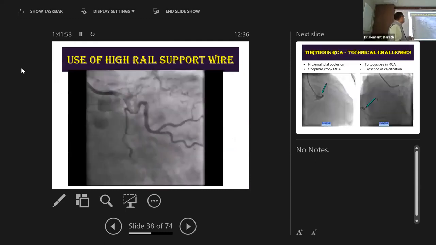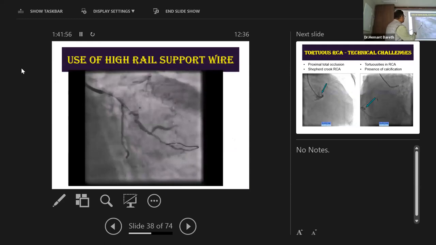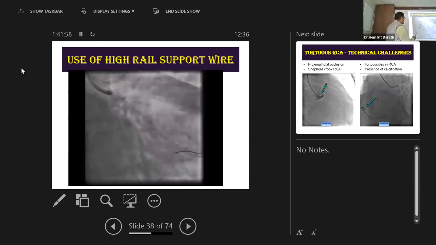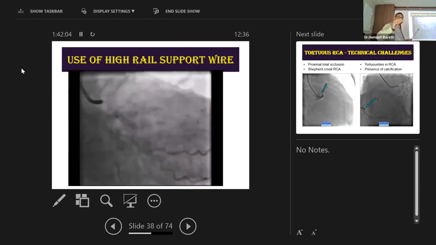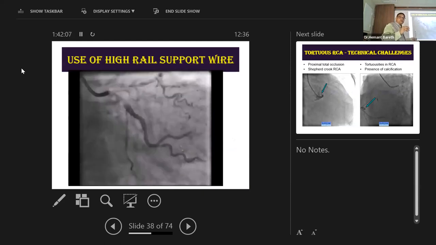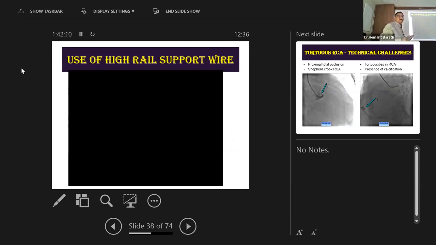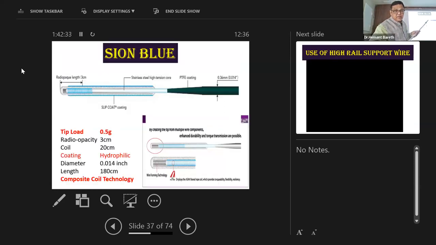So this is an example of what you get when you use a high rail support wire like this. You get these kinds of things. See this. This is a special effect that you get to see when you use a high support wire. And there is this jaded appearance of the whole vessel because it gets straightened. The wire has so much support that the vessel, instead of taking its tortuosity, takes the shape of the wire, not the wire taking the shape of the vessel. And that is the biggest problem. This kind of thing I will show you again. You just see this.